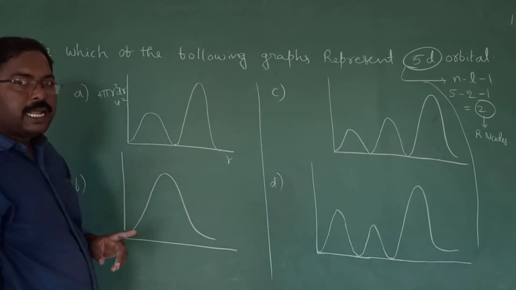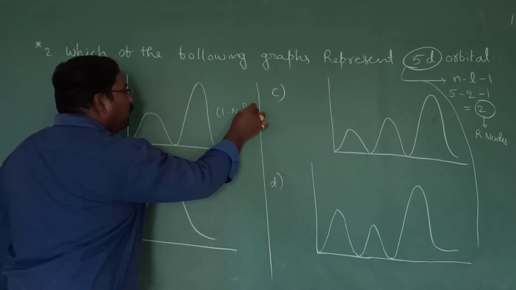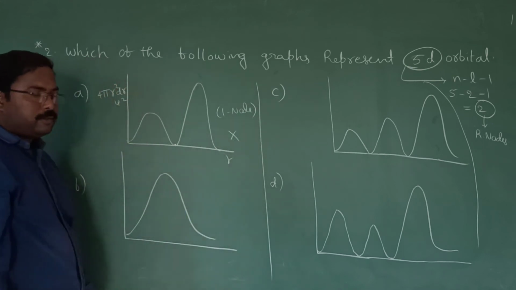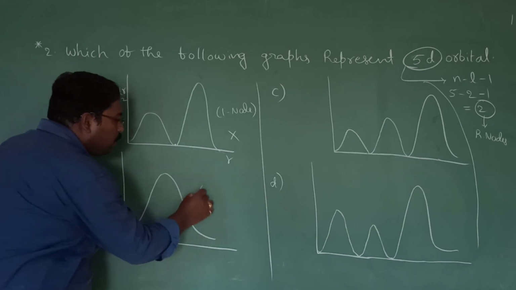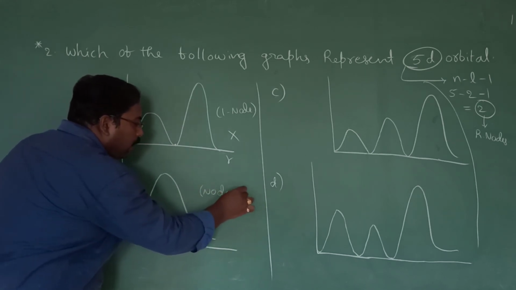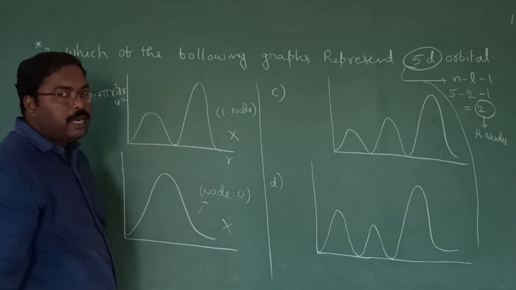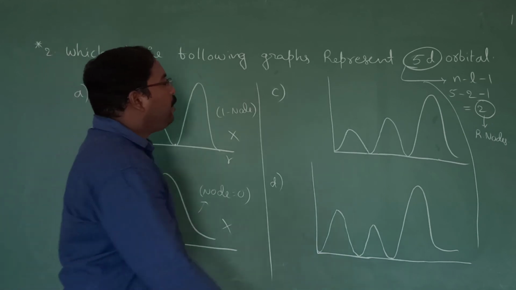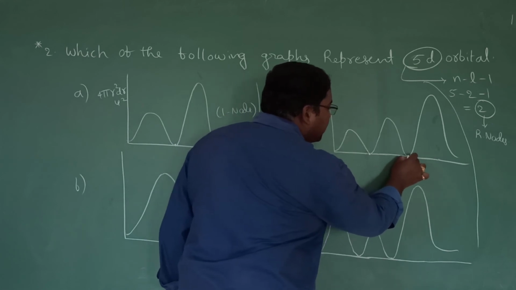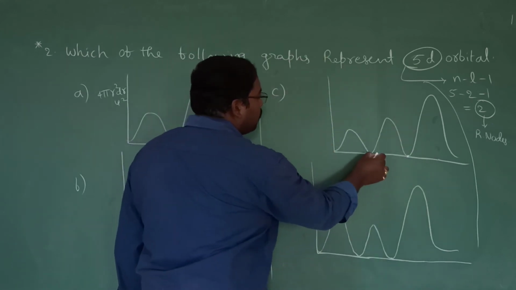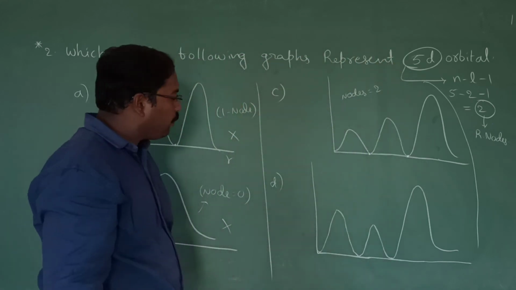So is the first option correct? No, because in the first option we have only one node. So this option is wrong. Is there any node in the given second option? No. This represents that there is no node. So this is also not the correct answer. What about this graph? In this graph, the line is touching the x-axis 2 times. So in this case, the number of nodes is 2.